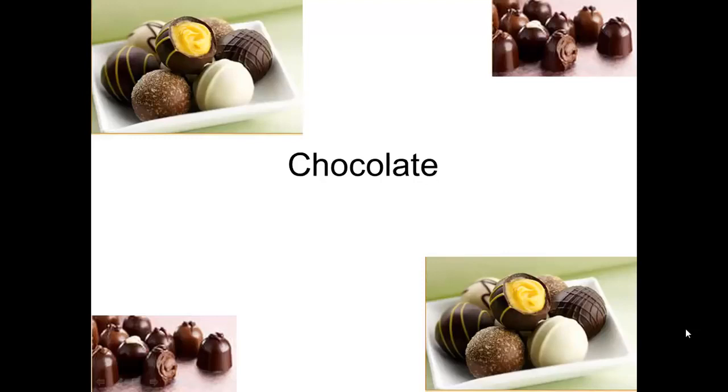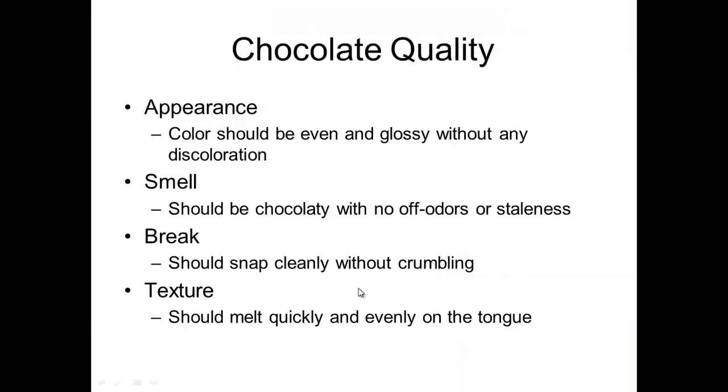Today's focus is chocolate. As I go through this tutorial, please follow along with your confections activity packet. The first thing we're going to talk about in regards to chocolate is its quality. There are 4 criteria that fall under the quality of chocolate, and that's appearance, smell, break, and texture.